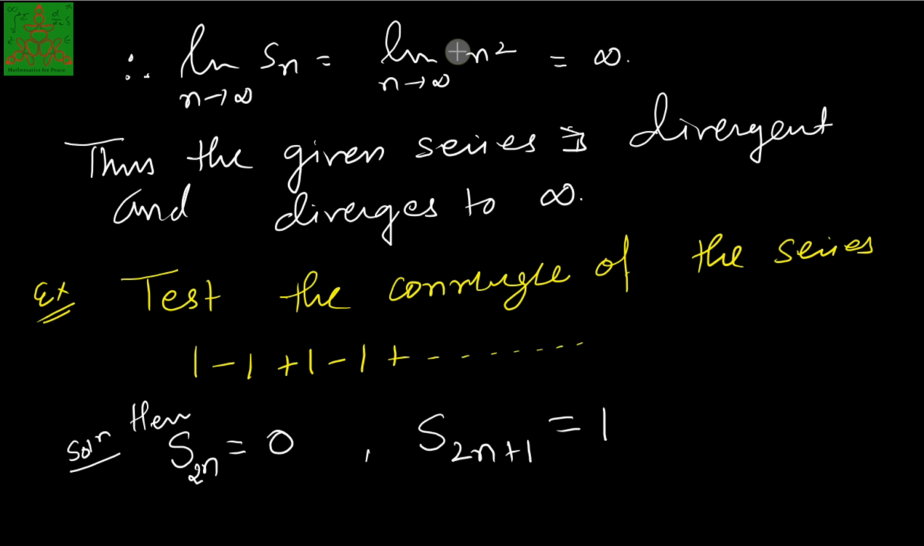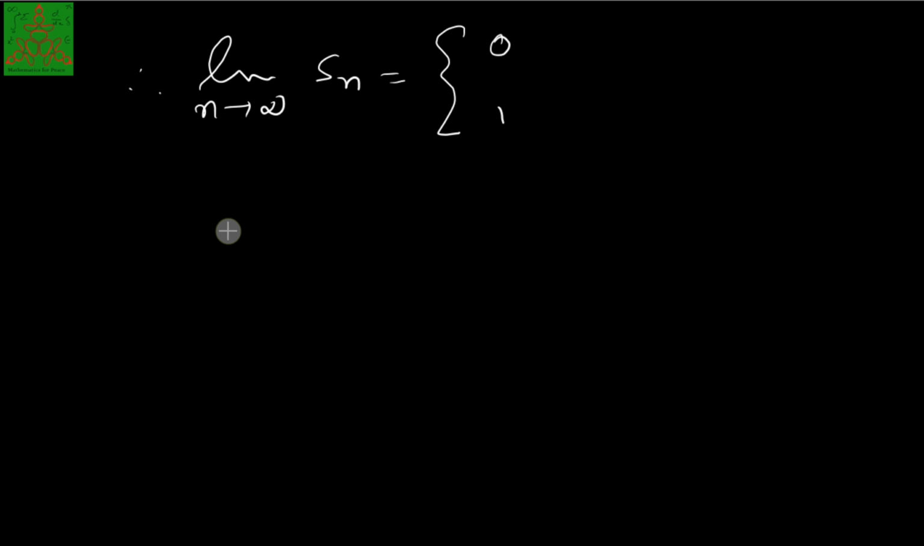So that means the limit is fluctuating between two values. The limit of Sn as n tends to infinity is either 0 or 1, which is a finite quantity, but it is not unique.